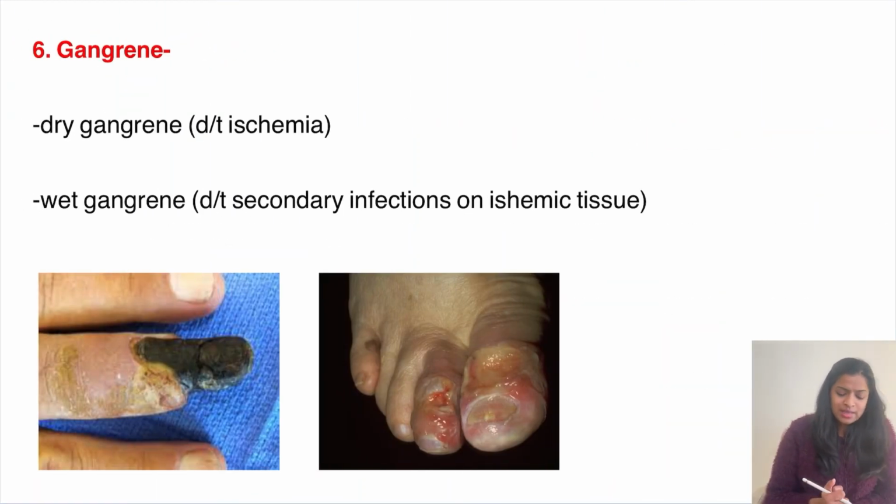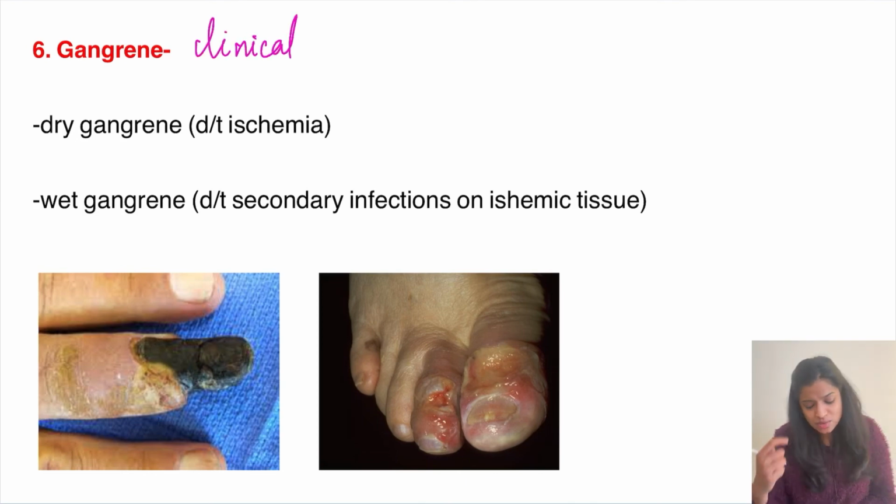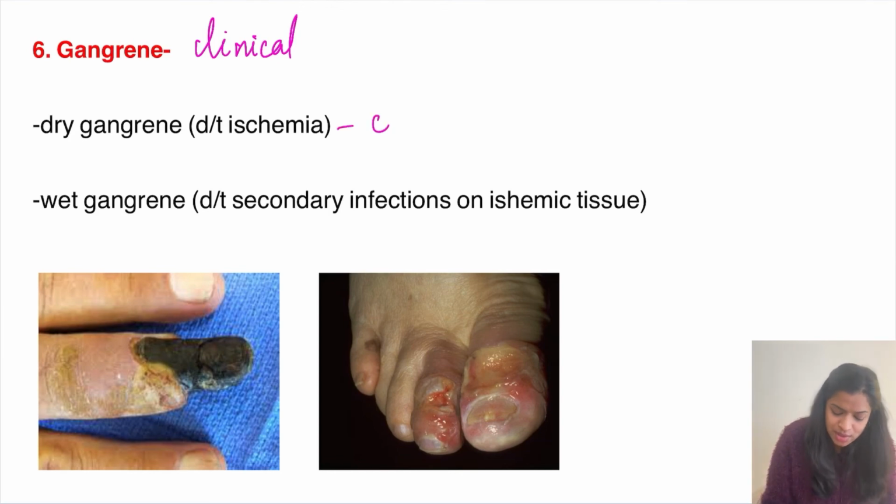So moving on to the next kind, which is the gangrene, which is actually not a type of pathological necrosis. It is actually a clinical term we use in clinical practice. So gangrene can be of two types, a dry gangrene or a wet gangrene. Dry gangrene happens whenever there is ischemia. Most common cause of coagulative necrosis was ischemia, right? So it will actually result in a coagulative necrosis.